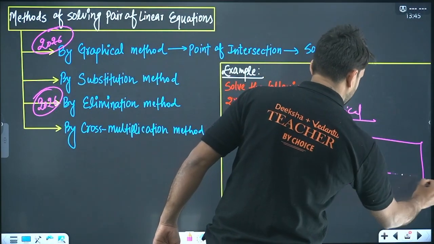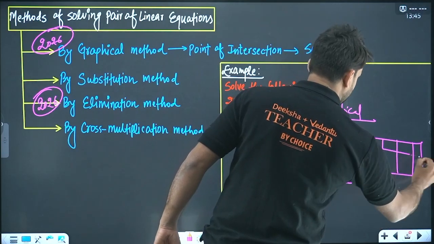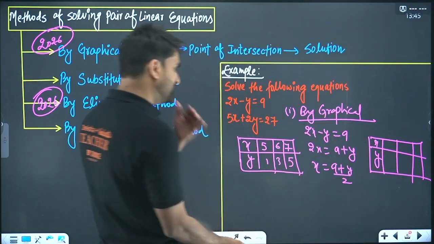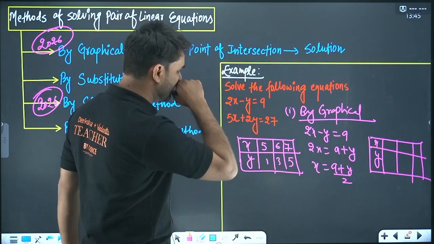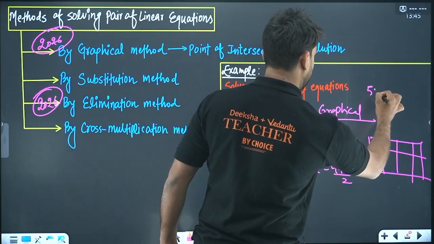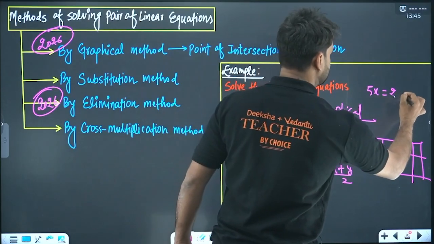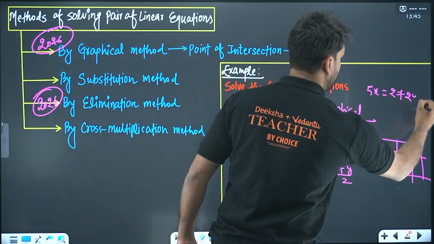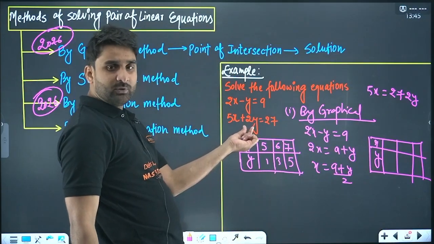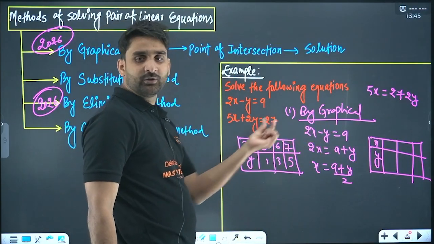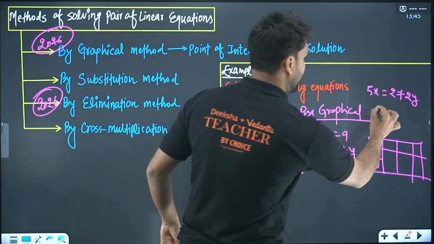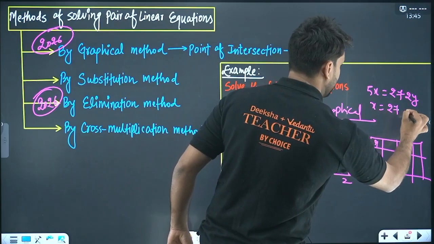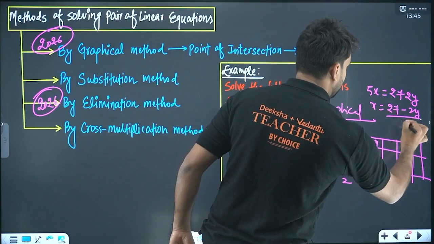So I'm making the box here, my dear, with x and y. And what is the equation? 5x plus 2y equals 27, so we can write 5x equals 27 minus 2y. I brought the 2y to that side, so 27 minus 2y. So x would be (27 minus 2y) divided by 5.